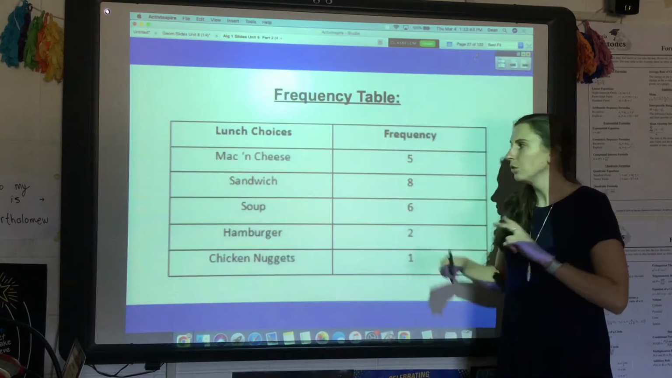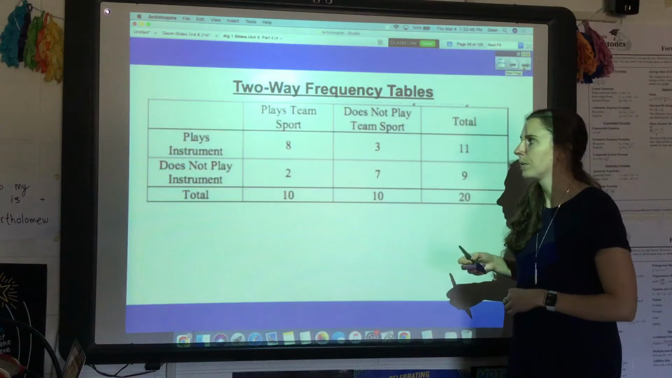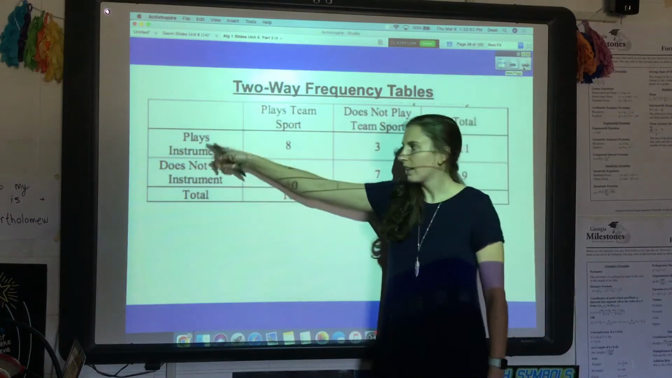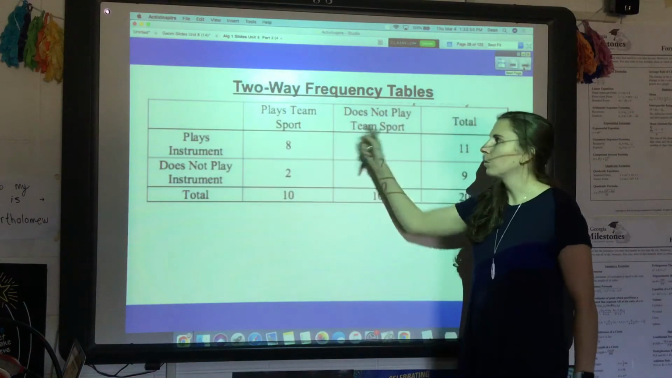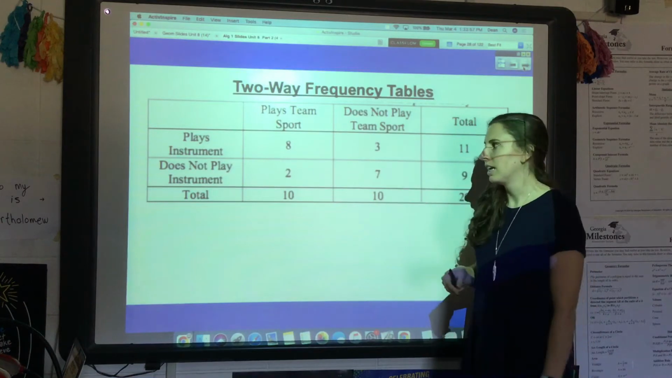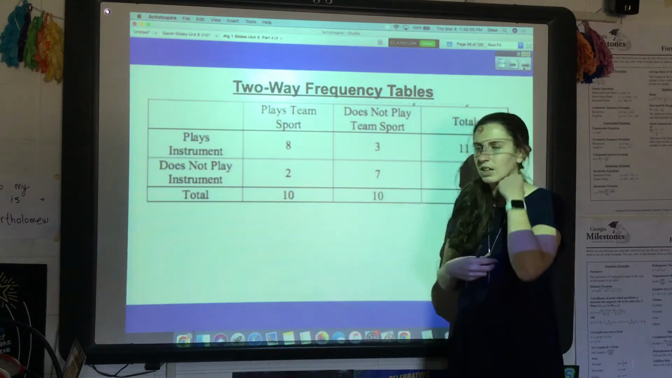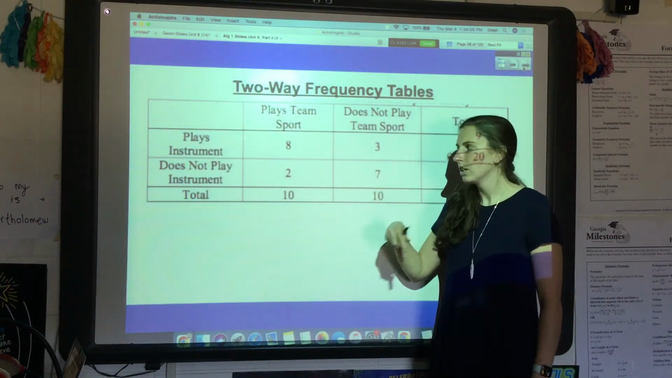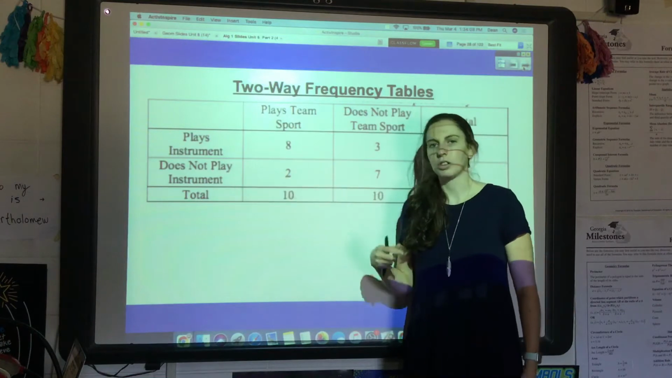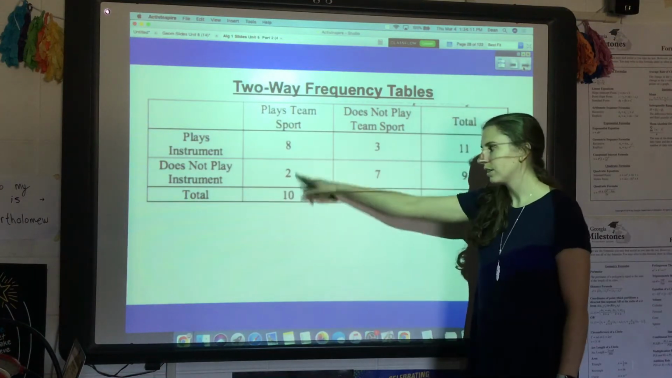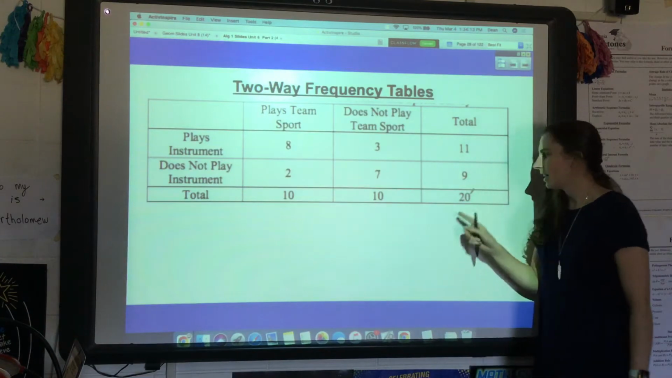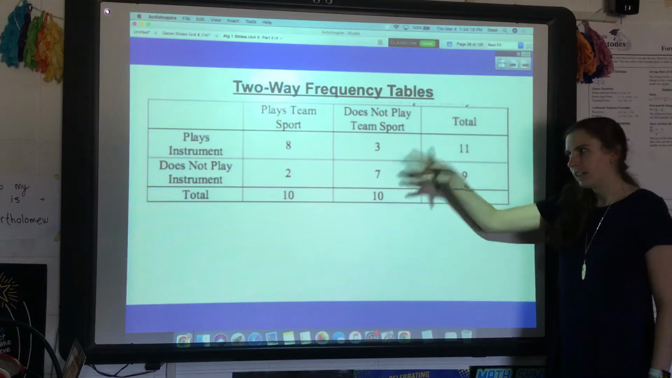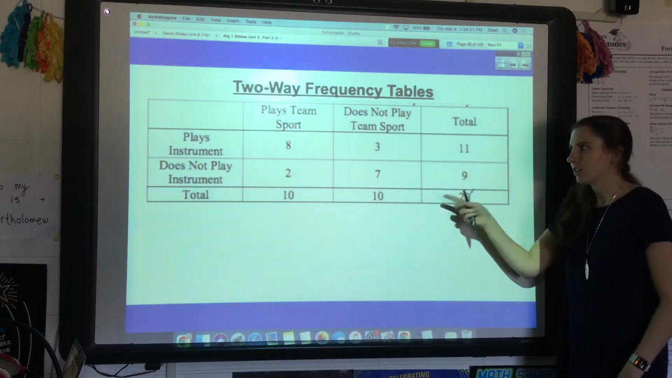But if we have two variables, we call it a two-way table, literally just because it goes two ways. In this case, we have whether or not they play an instrument, and whether or not they play a team sport. It counts up the frequencies of the different combinations. There are 8 people who play an instrument and play a sport. 2 people play a sport but don't play an instrument, and so on. Then we can total everything up in the margins here, and the overall total is 20 in this case. So 20 people did this survey, and these are the results.